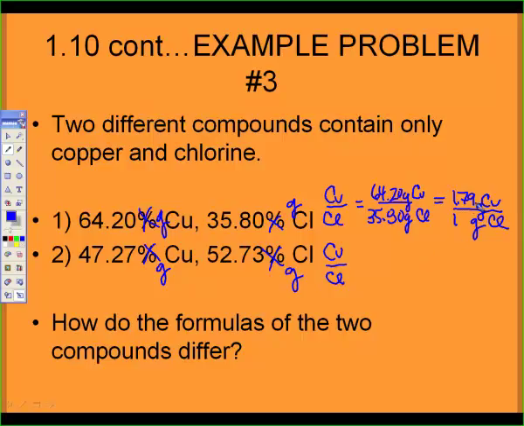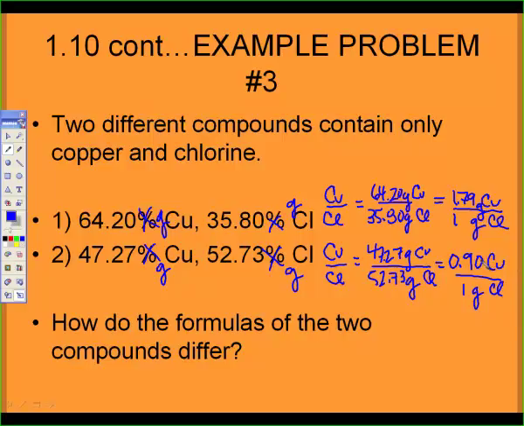Because your answer is 1.79, which is the same as 1.79 divided by 1. So what does this say? For every 1 gram of chlorine, there's 1.79 grams of copper. Let's do the same thing down here. 47.27 grams of Cu, 52.73 grams of Cl. If I do that, so look how that ratio changes. Here I had 1.8 times as much copper. Here I don't have even as much copper. So the ratio changes dramatically.